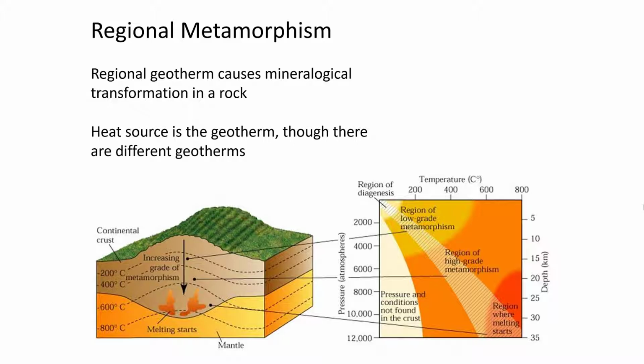until melting starts close to the mantle. There are 3 different points from this diagram that are highlighted on the pressure temperature graph on the right. We'll be seeing a lot of varieties of the pressure temperature diagram.